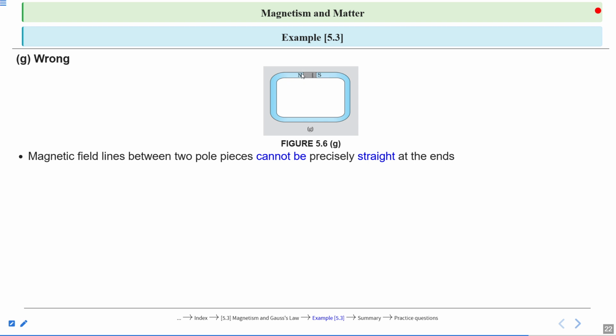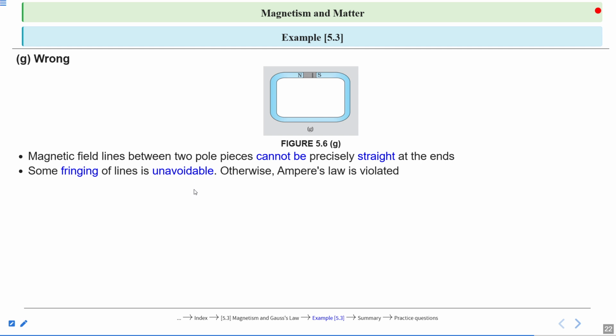Magnetic field lines will originate from north. Okay, it cannot originate, but for the region we are considering, it will start from north and it will bend like that. It will be a bent magnetic field line, not straight. At the ends it should be bent. So they cannot be precisely straight at the ends. Some fringing of lines is unavoidable. We cannot avoid the effect of fringing at the ends.